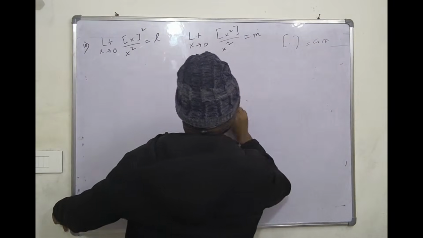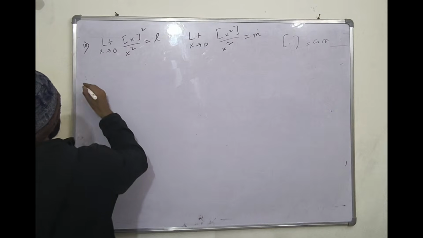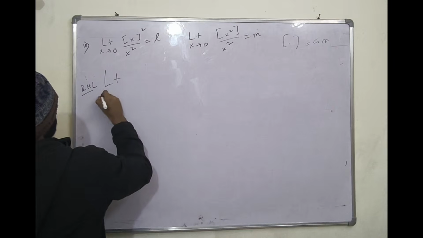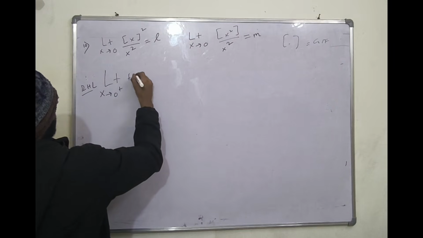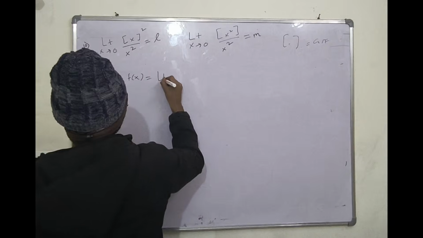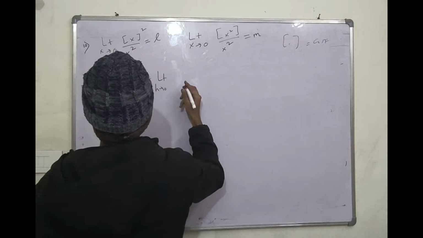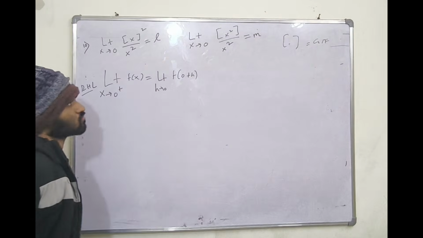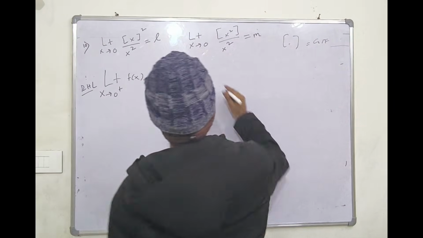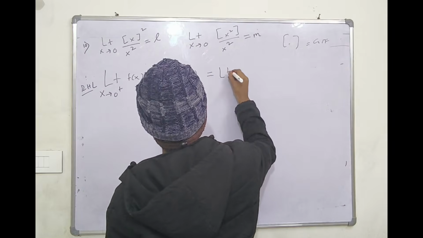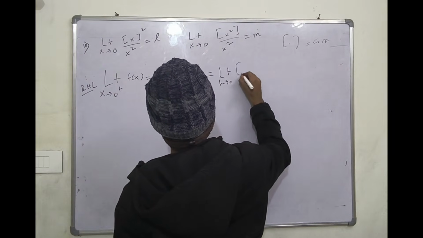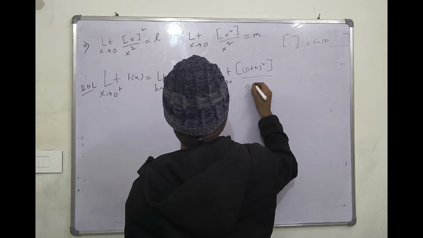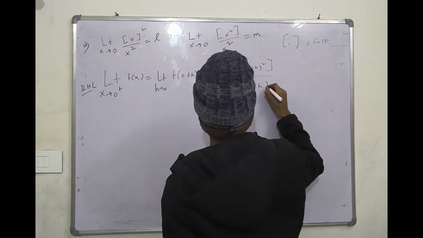Similarly, right hand limit: limit h tends to 0 plus f of x equals limit h tends to 0 f of 0 plus h. Okay, good. So this equals limit h tends to 0 of step of (0 plus h) whole square by (0 plus h) whole square.